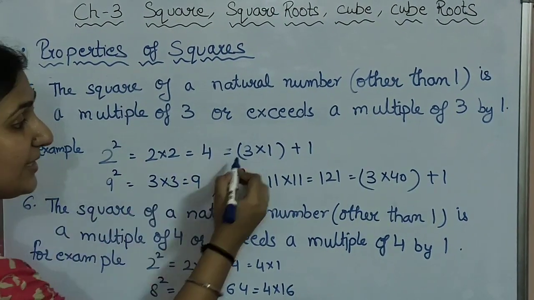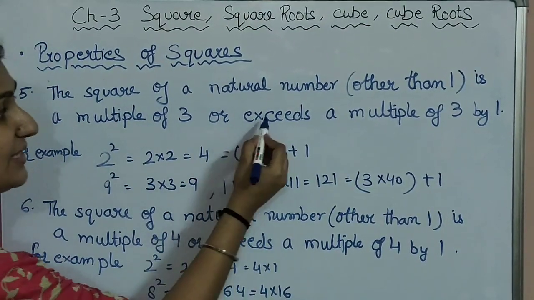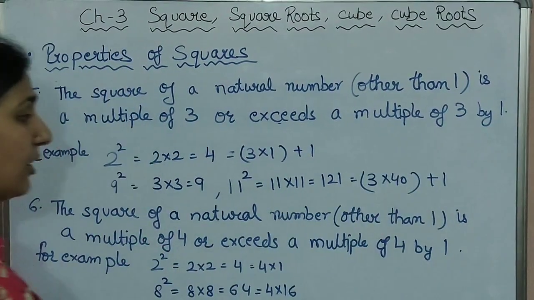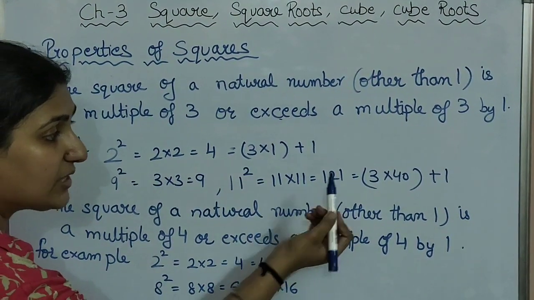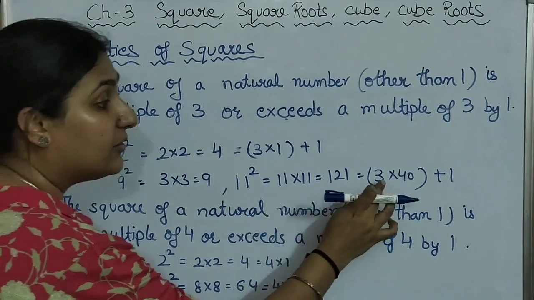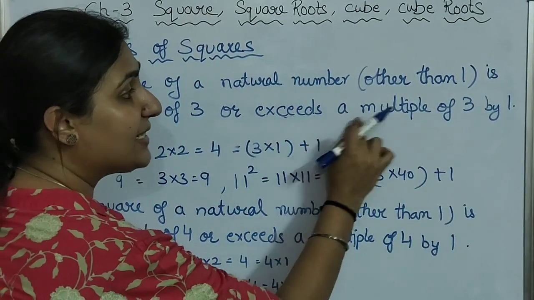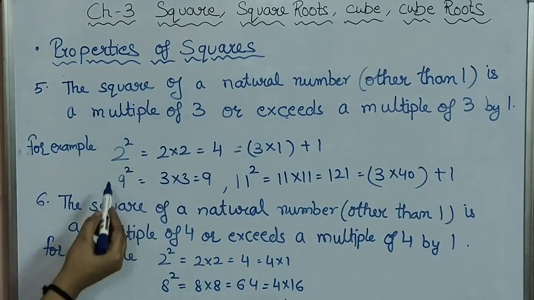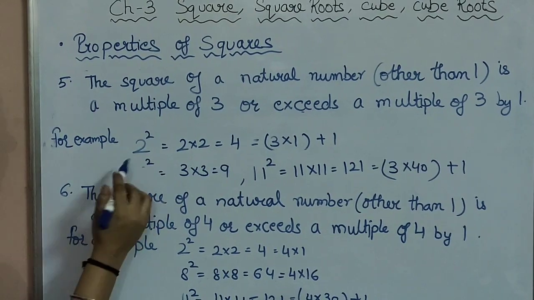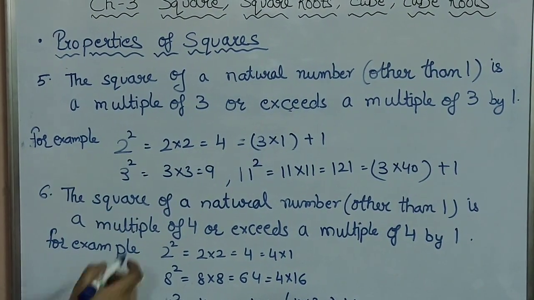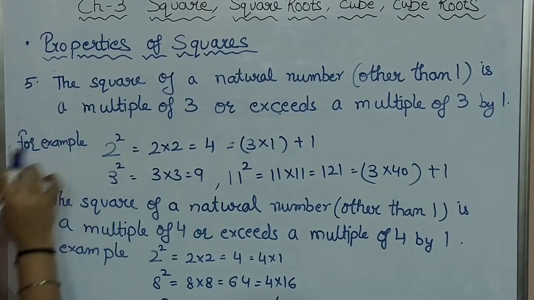We can write 4 as 3 into 1 plus 1, a multiple of 3 plus 1. That means it exceeds a multiple of 3 by 1. We'll take another example, 11 square. 11 into 11, that is 121. Again, 3 into 40 is 120, plus 1. It exceeds a multiple of 3 by 1. Another example, 3 square. 3 into 3 is 9, and it is a multiple of 3.